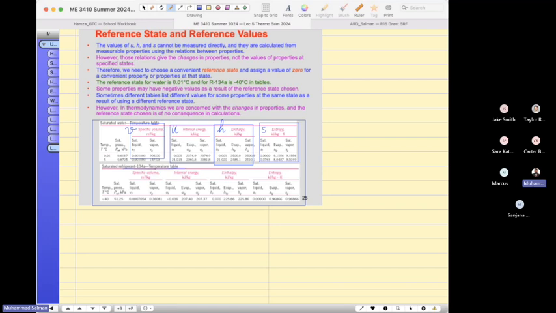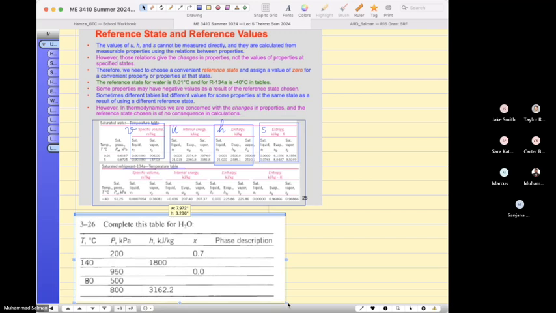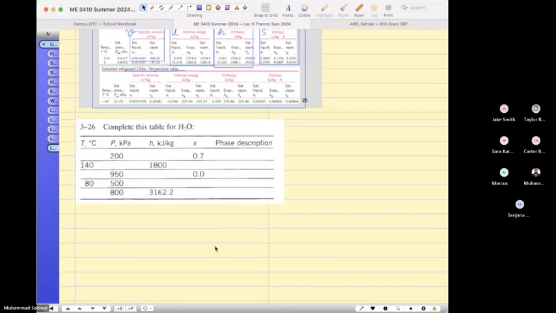But before I go to the next slide, let's do one problem so that you have some knowledge about how to find the properties in the table. So let's do 3.6. Let us complete this table together. The question is: complete the following table for water.